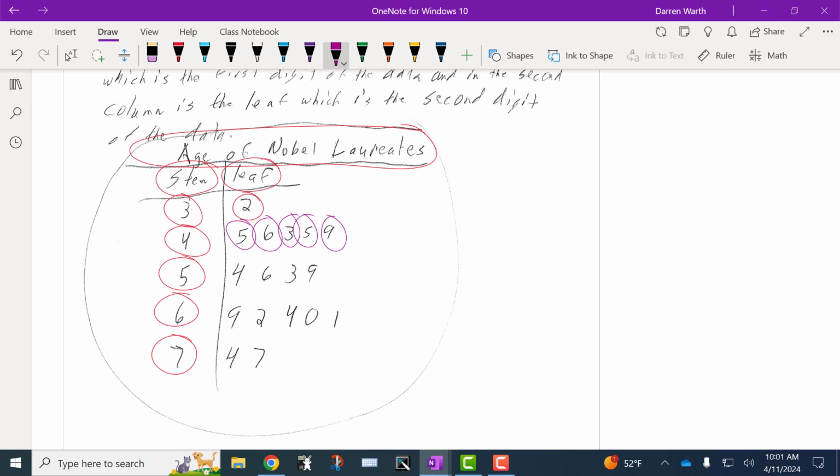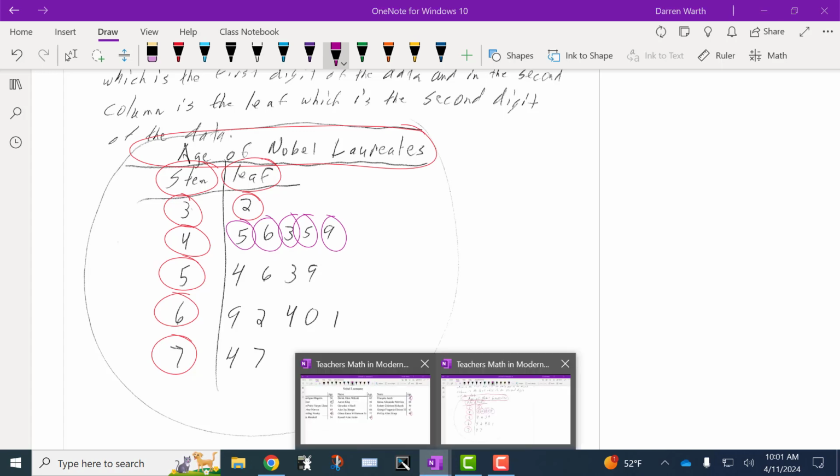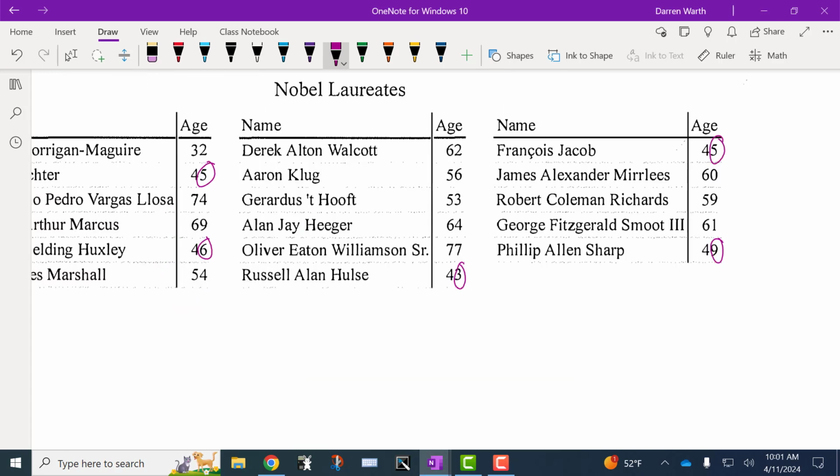Okay, now I'm going to go look at my 5s. So I go back to my data right here. And I'm going to see the numbers that correlate with my 5 as my first digit. So looking at that right here. So here's a 5 right here. There's a 4 that goes with that 5. And then here's a 6 that goes with it. Here's a 3 that goes with it. And then also, right over here, there's a 9 that goes with it.